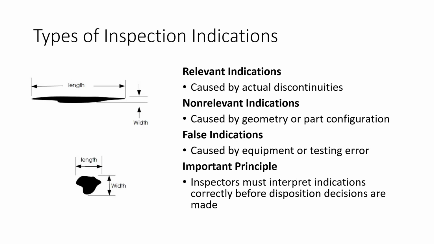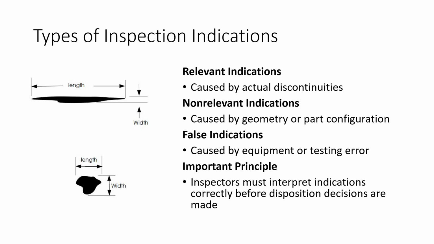So then we've got types of inspection indications. We've got relevant indications, and these are caused by actual discontinuities. Hey, this is relevant. We got to deal with this. Non-relevant indication. This could be something that's caused by the geometry or the part configuration, or something isn't right, but we don't have to fix it. It's non-relevant. We know it's there, but we don't have to deal with it.